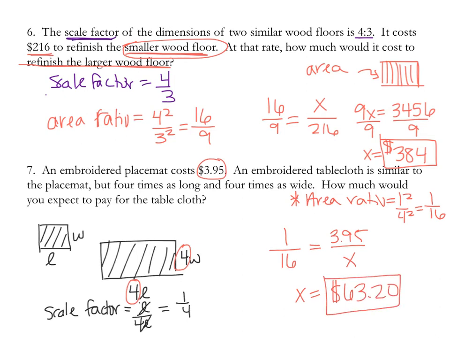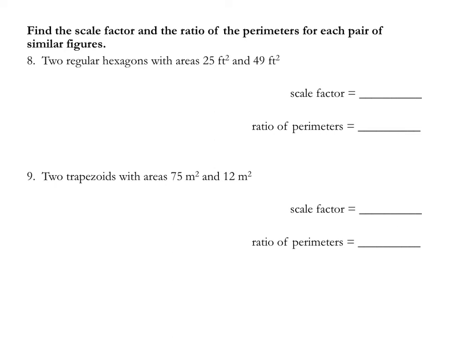Alright, just one more type of example, and these next ones are going to work backwards of what we've been doing. In these next examples, they are giving you the ratio of their areas. So you have to realize here they're giving you areas. We're trying to work backwards to scale factor and ratio of the perimeters. So the area ratio, I'm just going to set it up as a fraction.